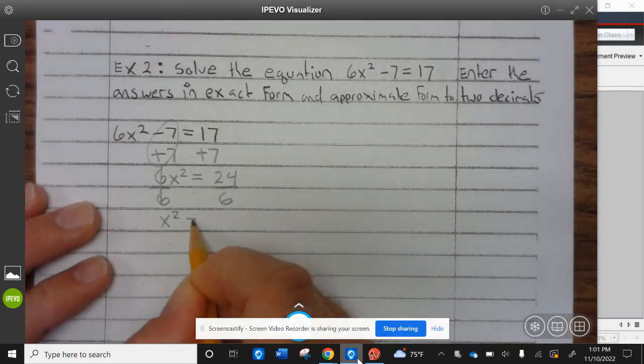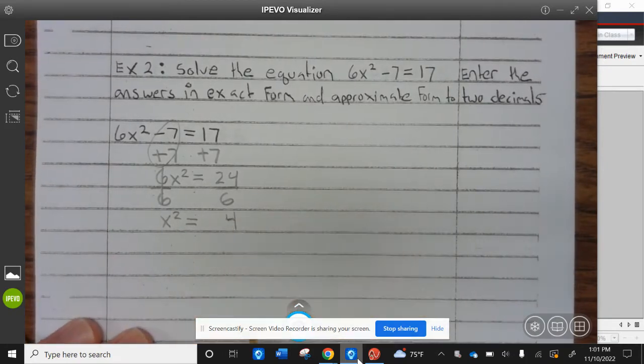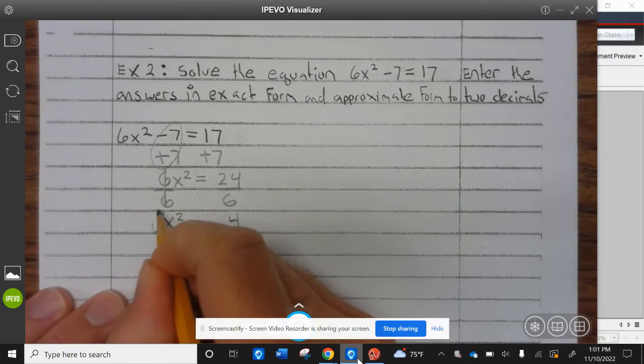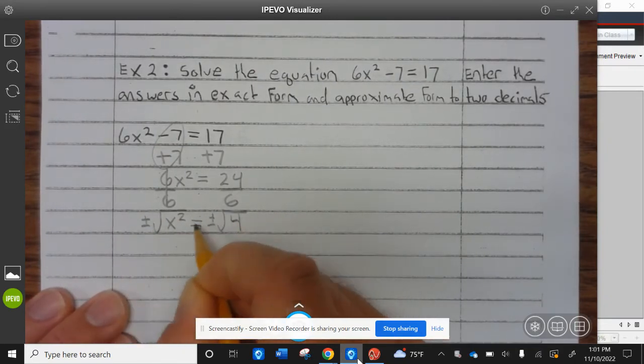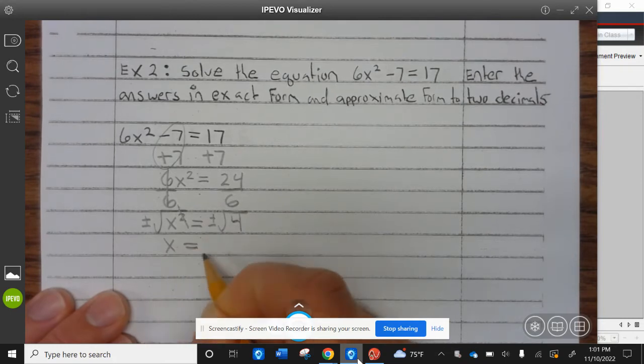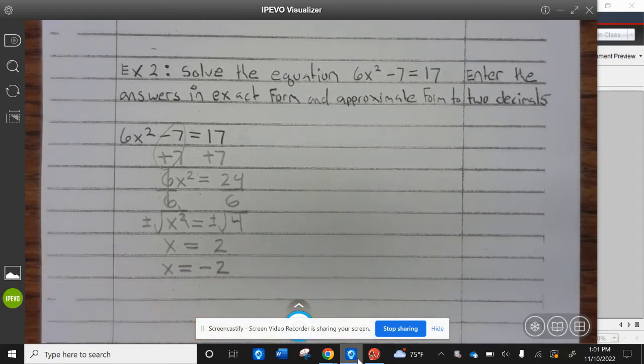You get x squared equals 4. Take the square root of both sides, plus or minus. That cancels. You get x equals 2 and x equals negative 2. All right, let's go and look at the next example.